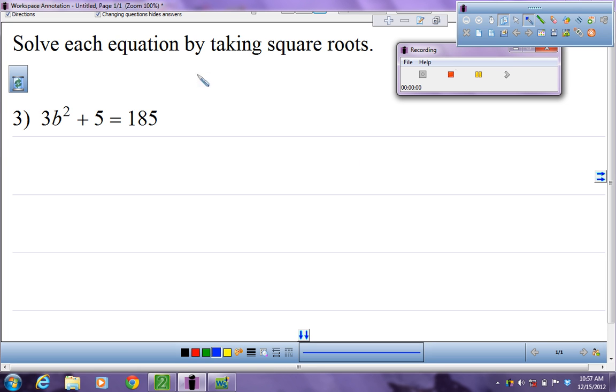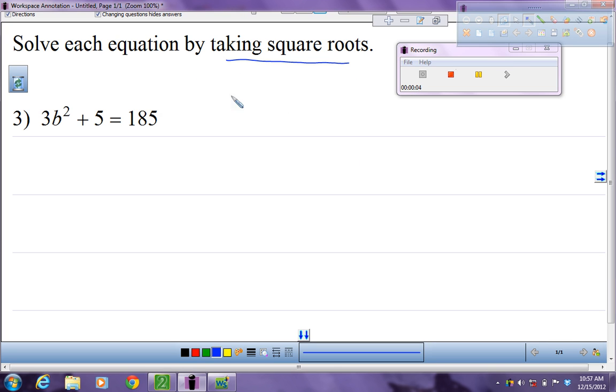Okay, on this one we need to solve by taking the square roots. So again, we check individually each side. Is there any simplifying? Well, b term, constant term, they don't go together, so there's nothing to simplify on the left. On the right, all I have is 185. So guess what?